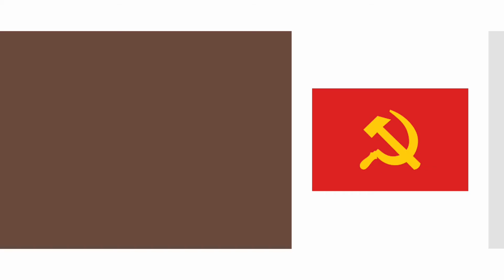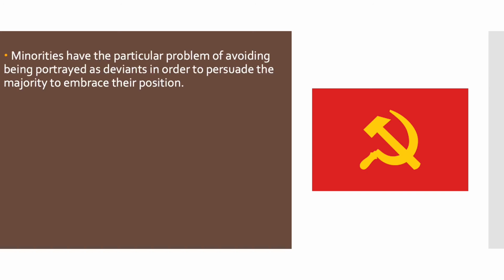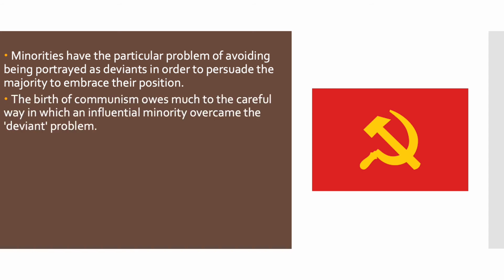The last evaluation issue I want to talk to you about is a way to avoid being portrayed as deviant, and it's something that's been seen in history. The minority need to not be portrayed as deviant in order to persuade the majority to embrace their position. And this is what happened with the birth of communism. So communism, for those of you who don't know, is a political ideology that wants to establish a communist society, which means equal socioeconomic order. It means absence of social classes, money, state.